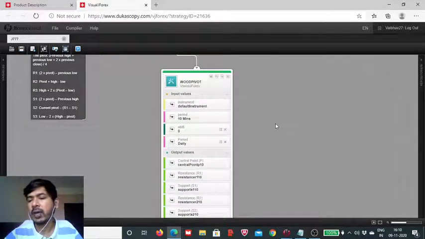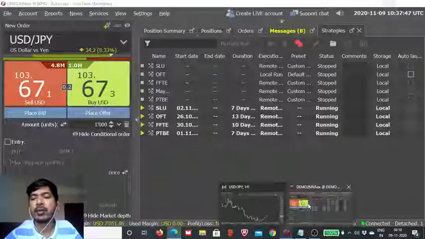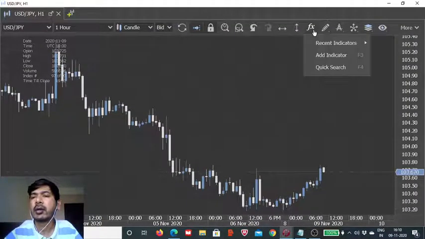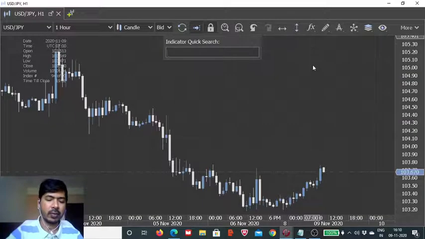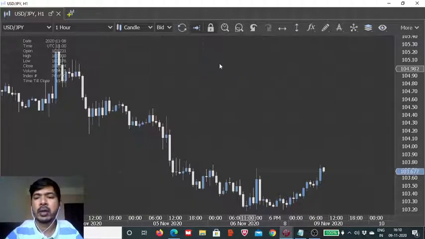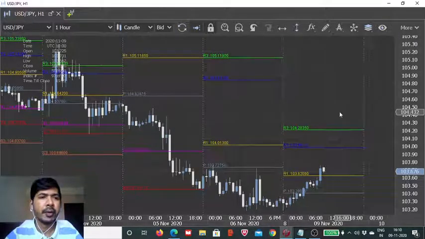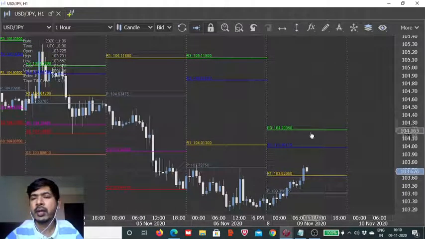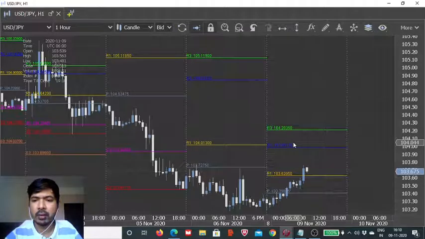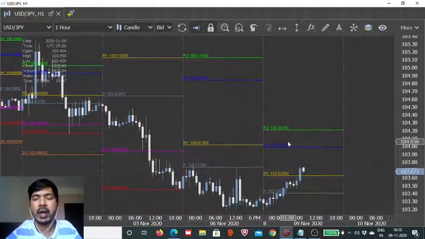Now, before we can customize, we need to get familiar with how the indicator works. So I will add this indicator on the JForex chart. Here you can simply do the quick search and you will get the Woodie pivot point. Now this is the USD JPY chart on the hourly time frame, and the indicator customization is for the daily time frame, and this is being plotted using the daily time frame data.